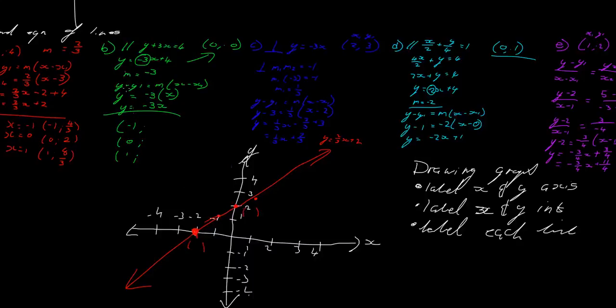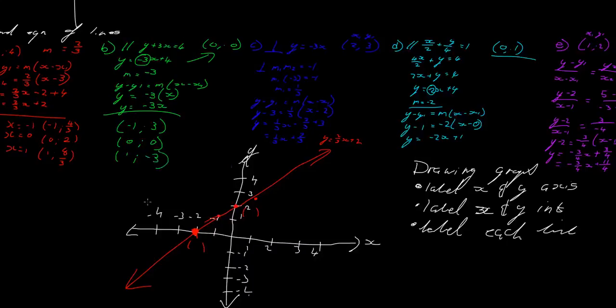Okie dokie. But we're on B now. So substitute in minus 1 for x. So y equals negative 3 times minus 1, which is equal to 3. Substitute 0 in for x. If we substitute 0 in, minus 3 times 0 is 0. Substitute 1 in, y equals minus 3 times 1, which is minus 3.